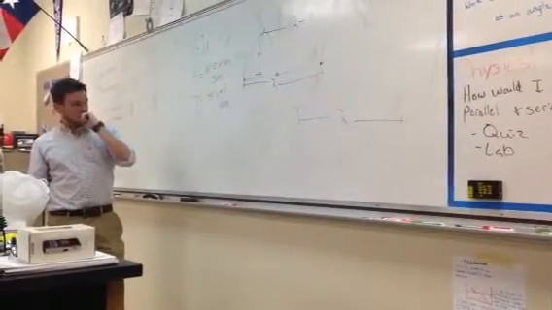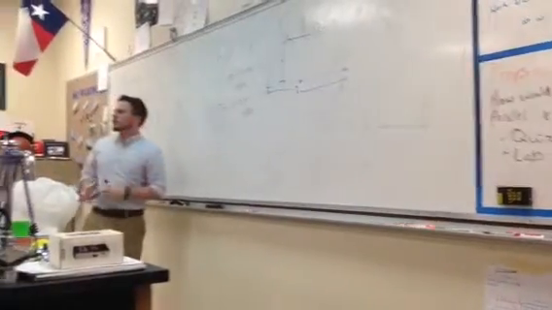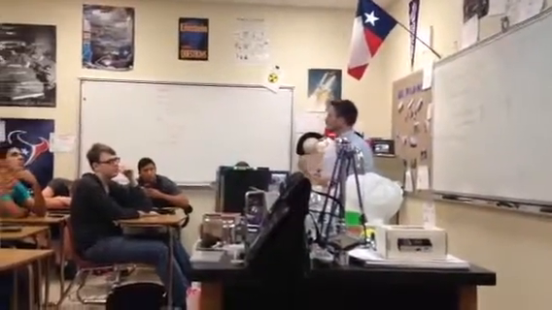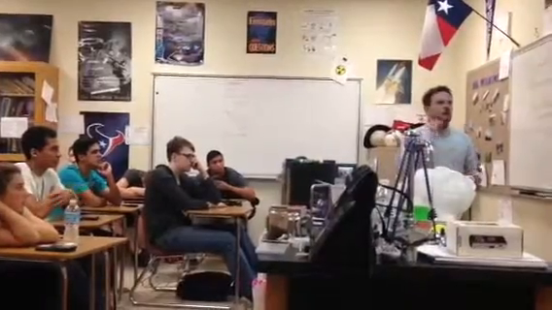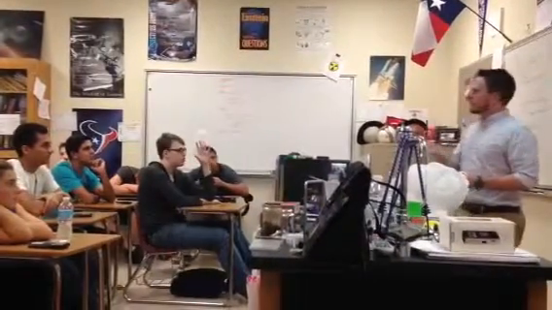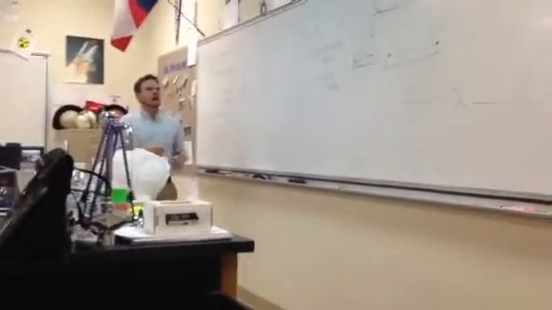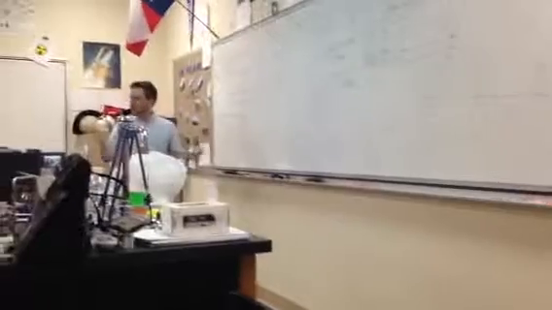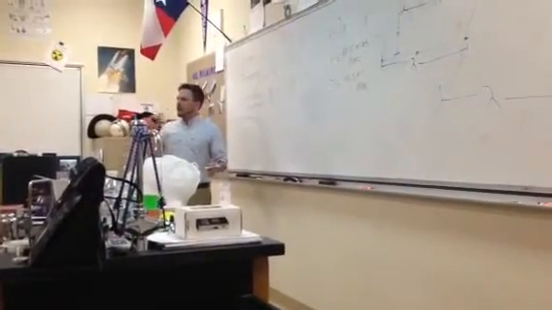Let's see, is there anything else we need to talk about? Crests, troughs, wavelengths. Oh, nodes and antinodes. What is a node? What makes it a node? The place where it doesn't move. The antinode is the place where there is maximum movement. Very good. That's basic wave characteristics. Anybody got any questions about basic wave characteristics? All right, good.